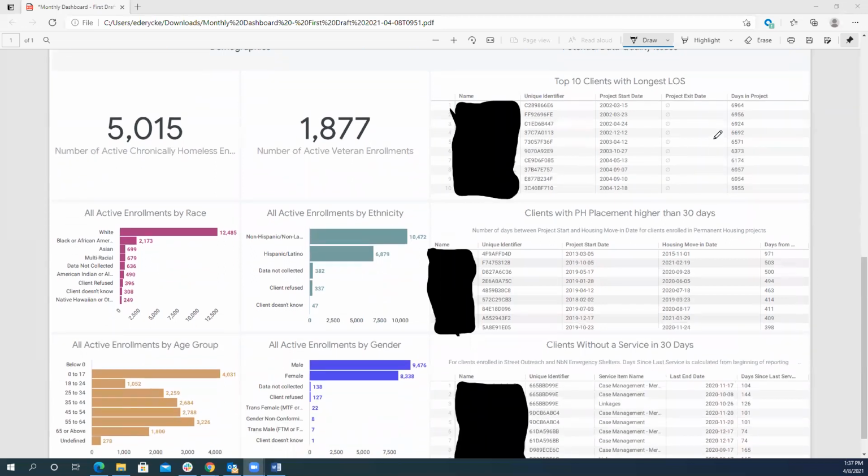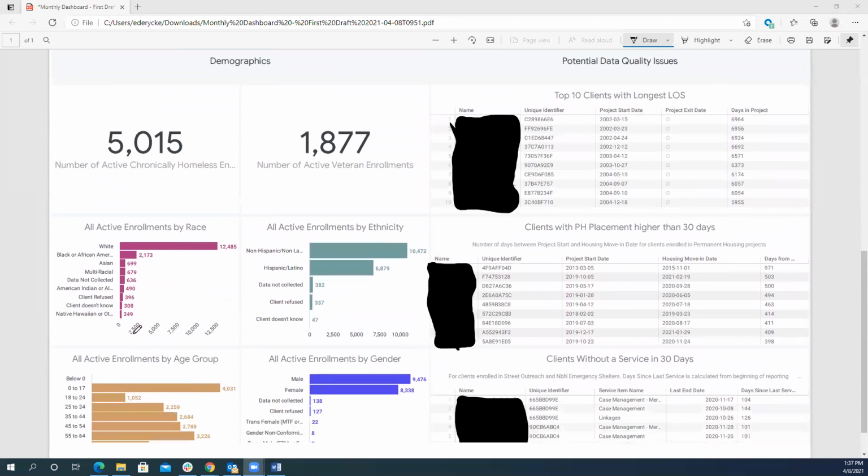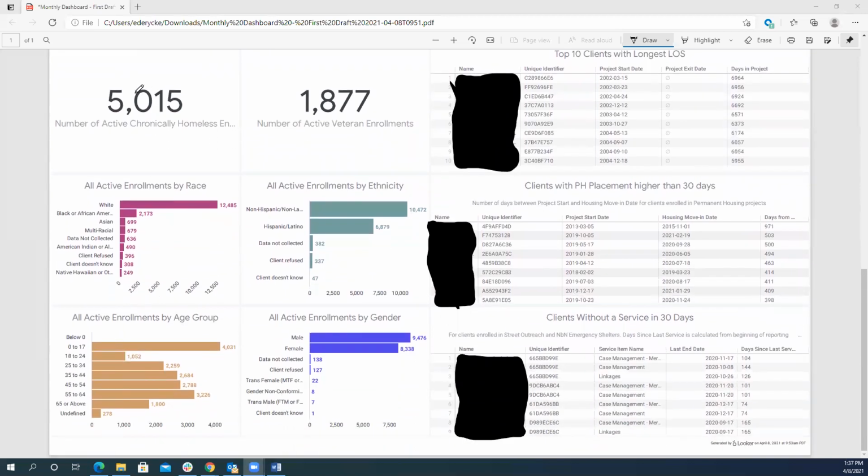And then to kind of round out the dashboard, we have a demographics section. How many chronically homeless clients were there? How many veterans? And then breakdowns by race and ethnicity, gender, and age group. While you're thinking, also think about the format, if you need this to be by project also, or if you just want to have maybe a filter on the report to do the whole thing by project, we can do that also. So kind of think about that.